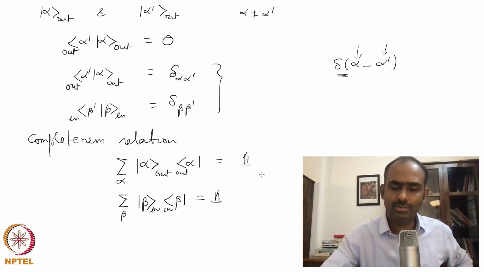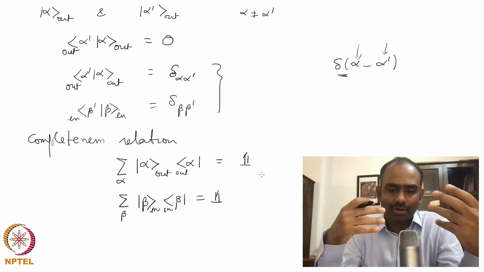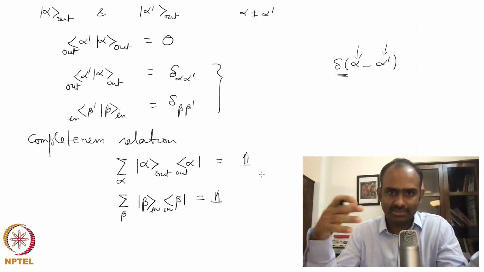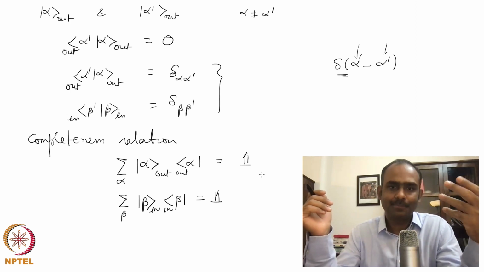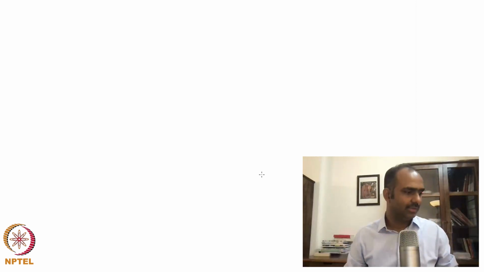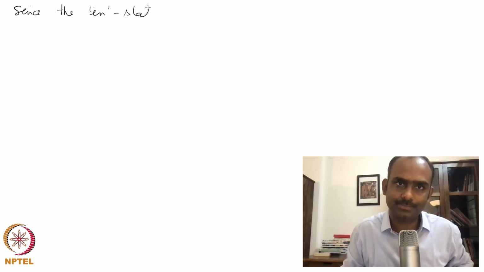Also, remember these are two different bases for the same Hilbert space. It's not that they are living in two different Hilbert spaces, these in and out states. And clearly you can express out states, for example, in terms of in states and vice versa. So let me do that.